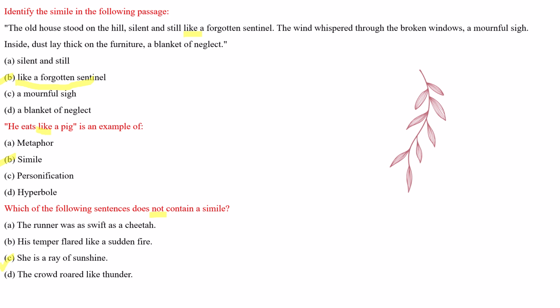So we have to find out which is not a simile. Okay, so this sentence does not contain a simile. So this is a metaphor. The crowd roared like a thunder. This is a simile. So in this question, we have to find out which is not a simile. So C is not a simile because it's a metaphor.